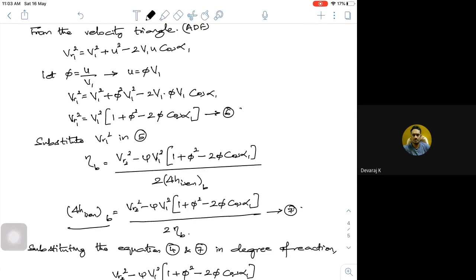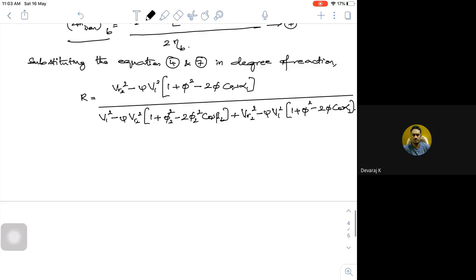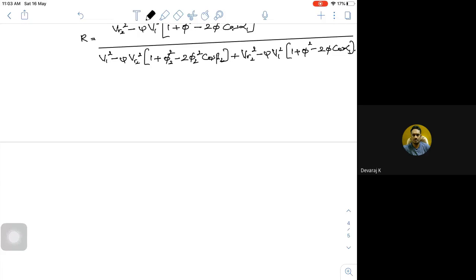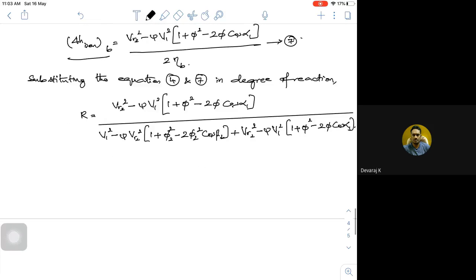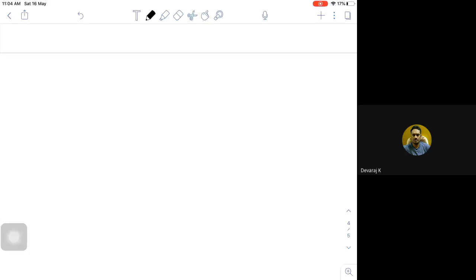Okay. Now we have the expression for degree of reaction. Let me call this expression number 8. Now for the work done, W is given by the work done expression.